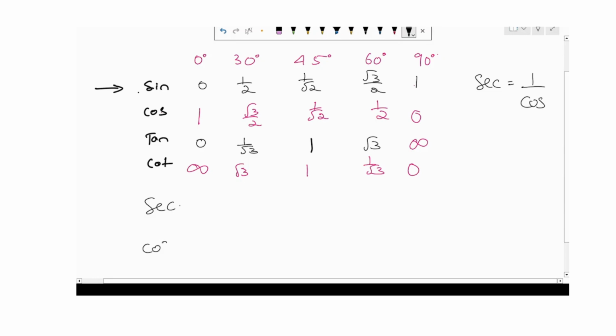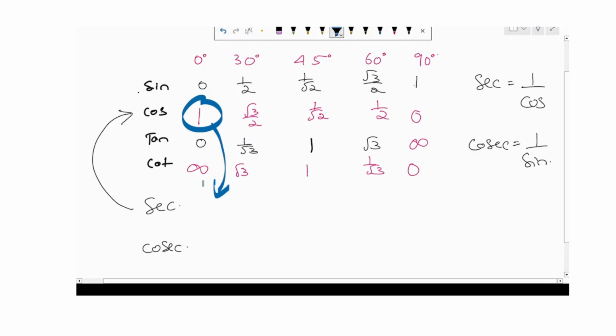Next, let's go with sec, and the last one is cosec. So sec is nothing but reciprocal of cos, and cosec is equals to 1 by sine. Reciprocal of sine is cosec. So if you write it in this order, that is sine, cos, tan, cot, sec, cosec, it is very easy to remember. Look at sec. Sec is nothing but secant. Secant is nothing but reciprocal of cos. So 1 is given. What is the reciprocal of 1? Reciprocal of 1 is 1. The answer for sec 0 is 1.